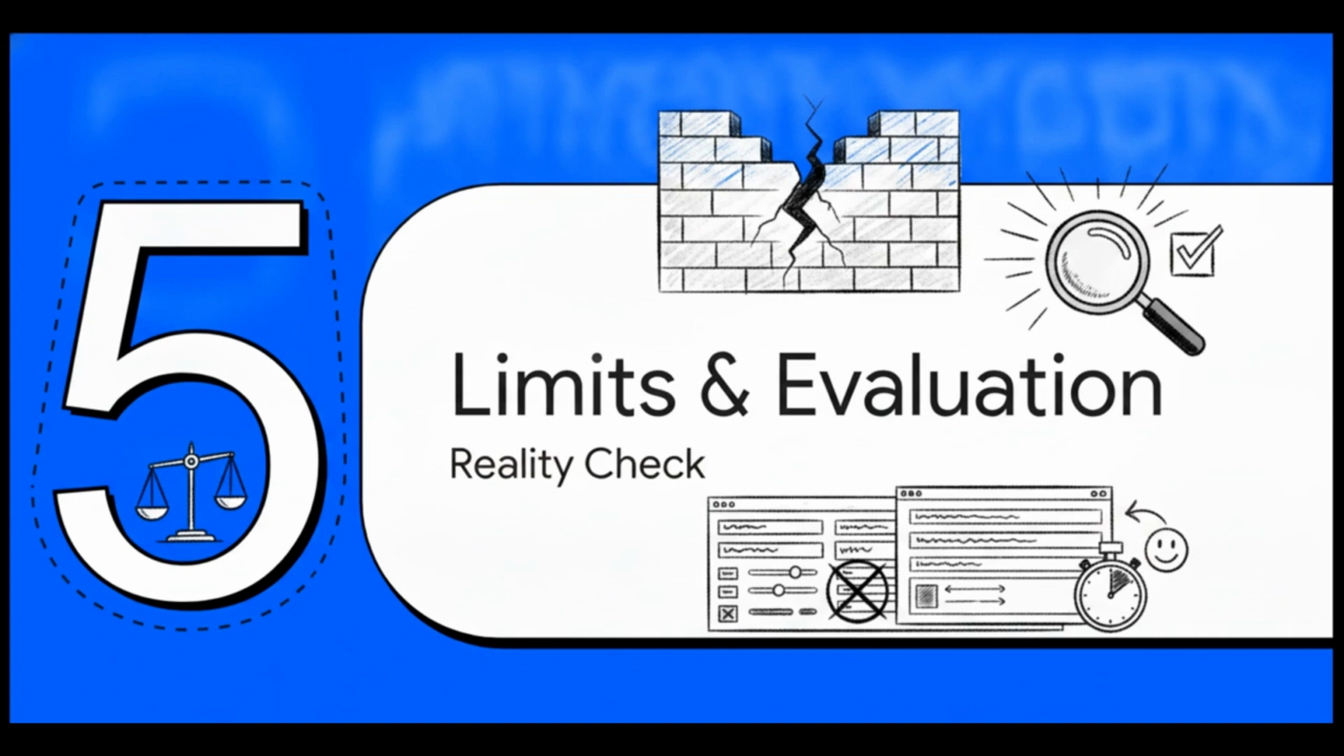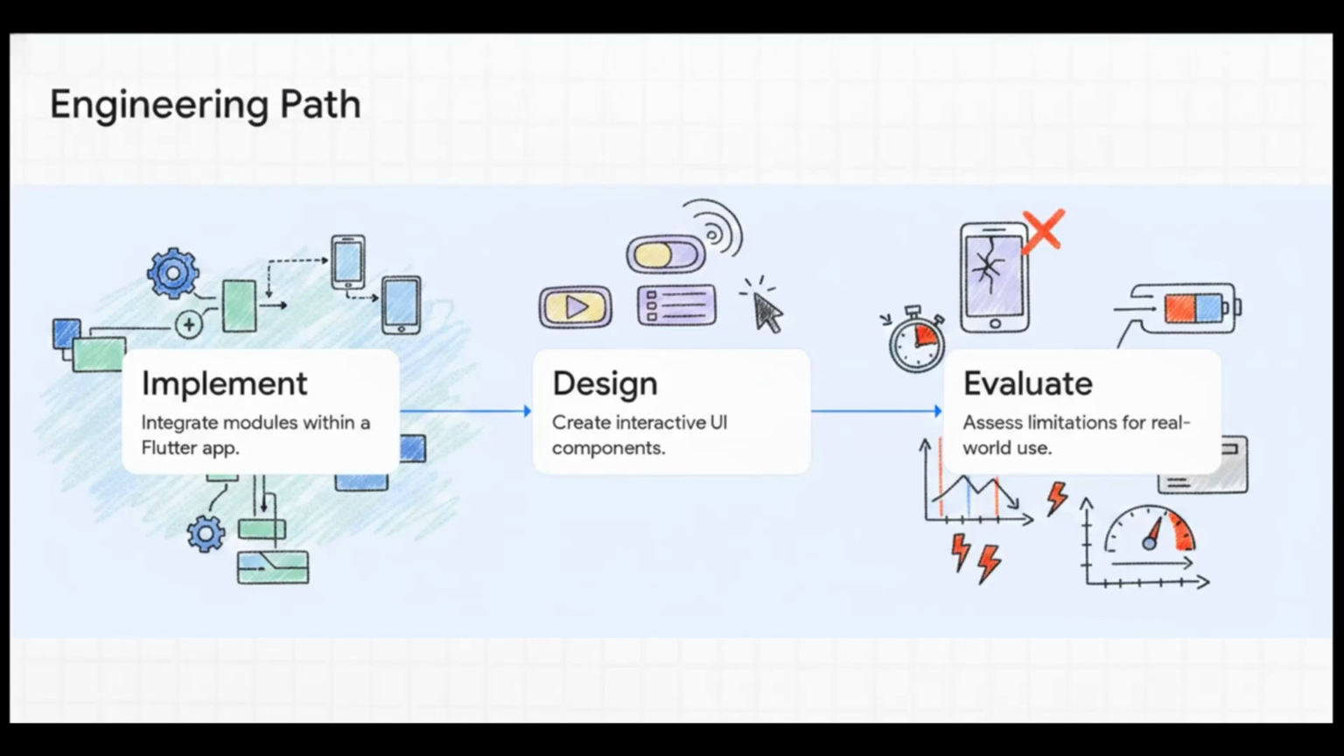Time for the reality check. This step marks the major transition from just being a coder to becoming a true software engineer. We have a clear three-step progression going on here. Step 1, implement and integrate your modules. Step 2, design those interactive UI components. But Step 3 is the heavy hitter. Evaluate limitations for real-world applications.